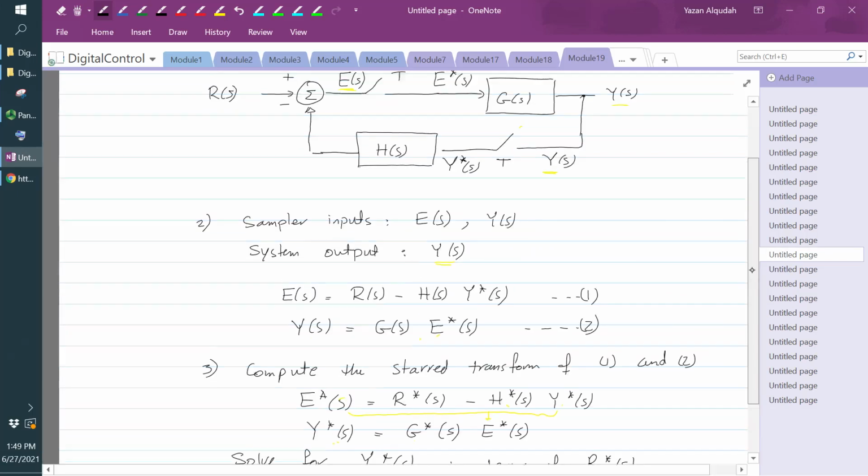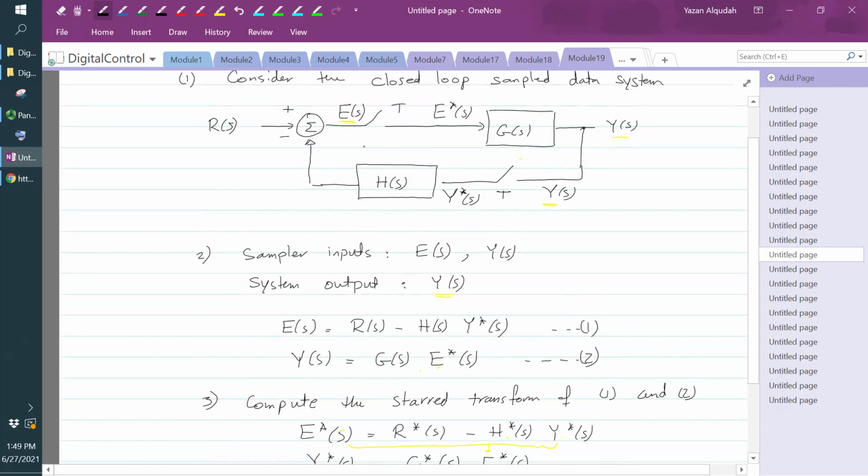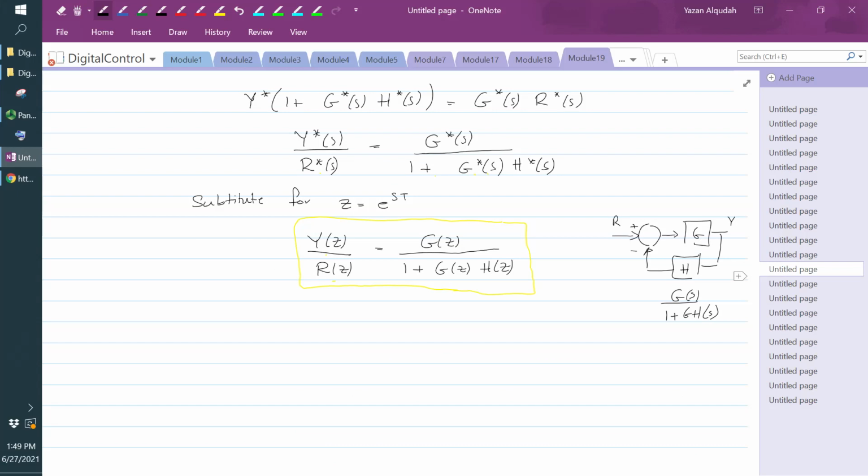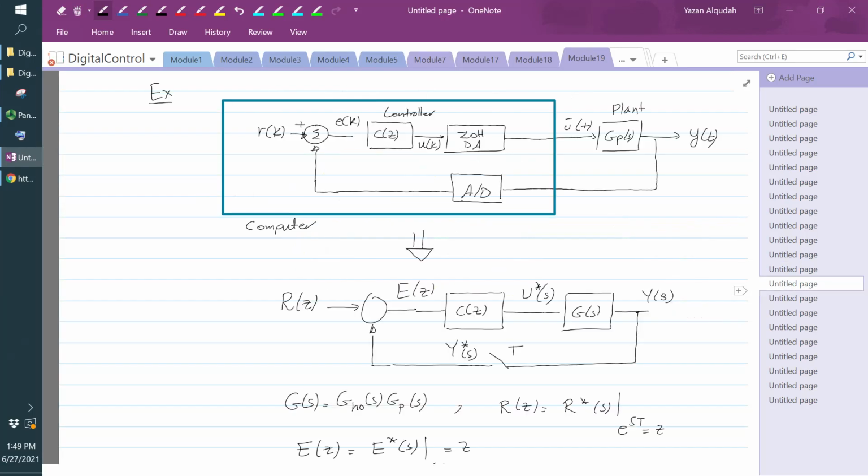So again, for this system, we're sampling the error signal, we're sampling the output, and we're able to write the transfer function between the output and the input as G of z over 1 plus G multiplied by H of z.